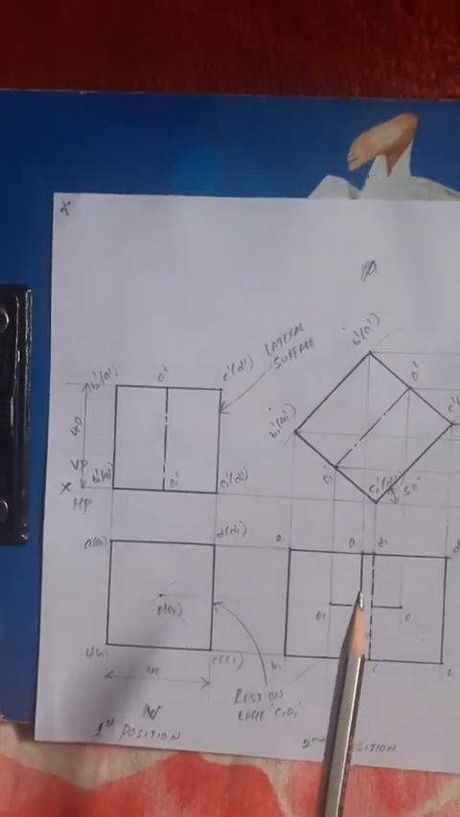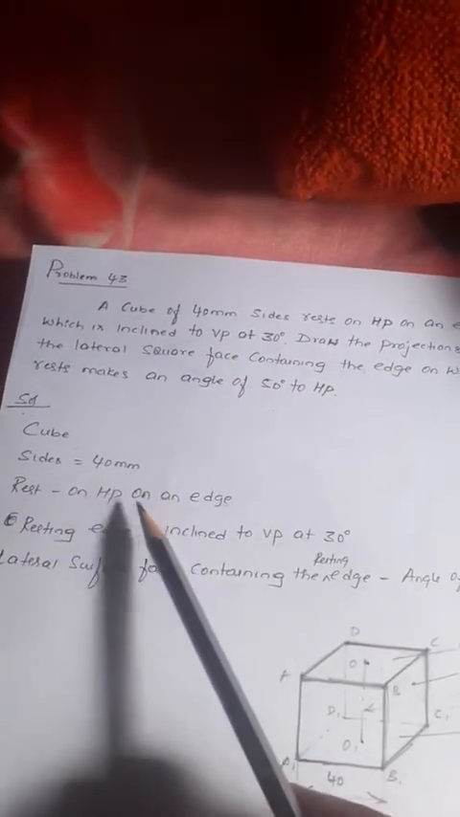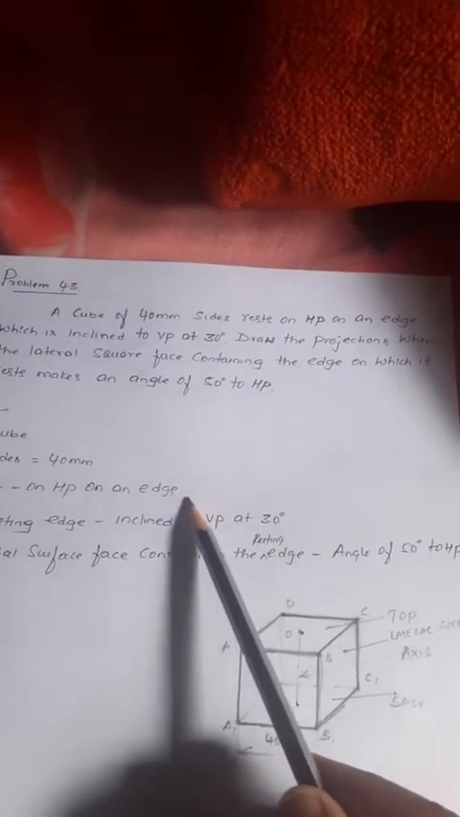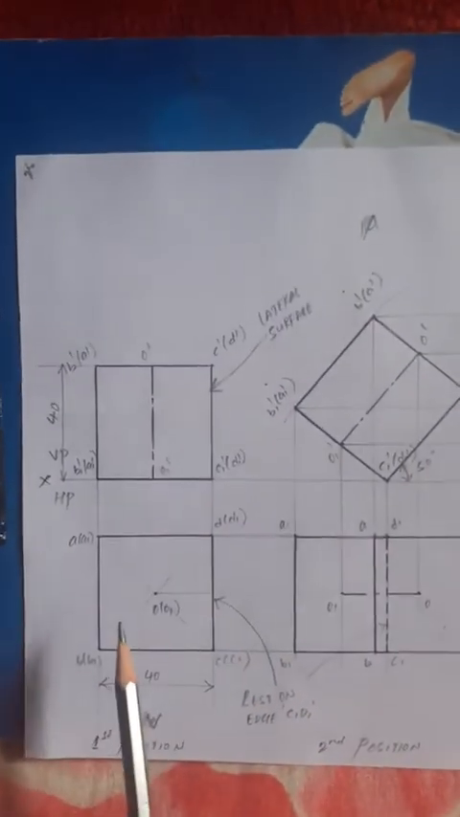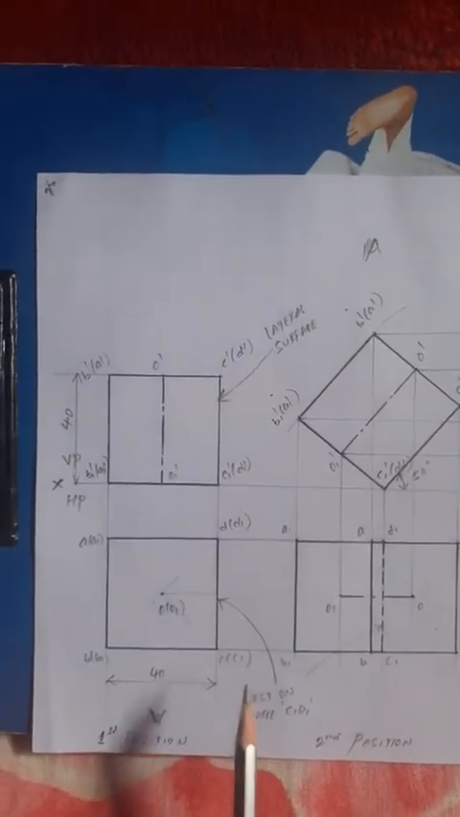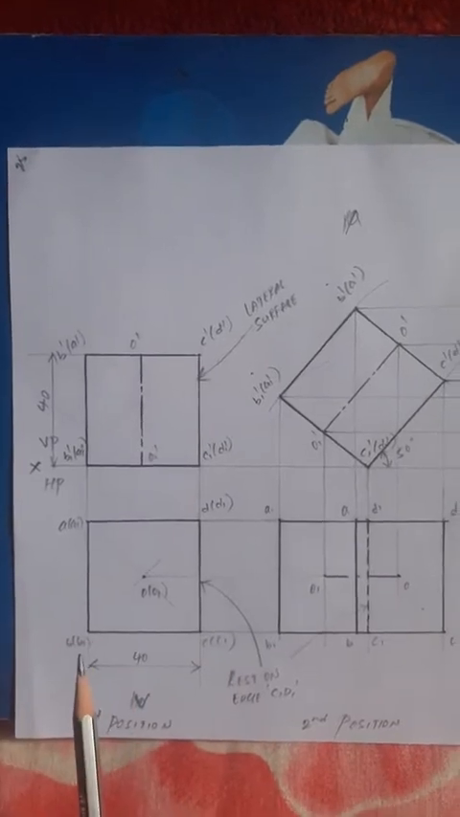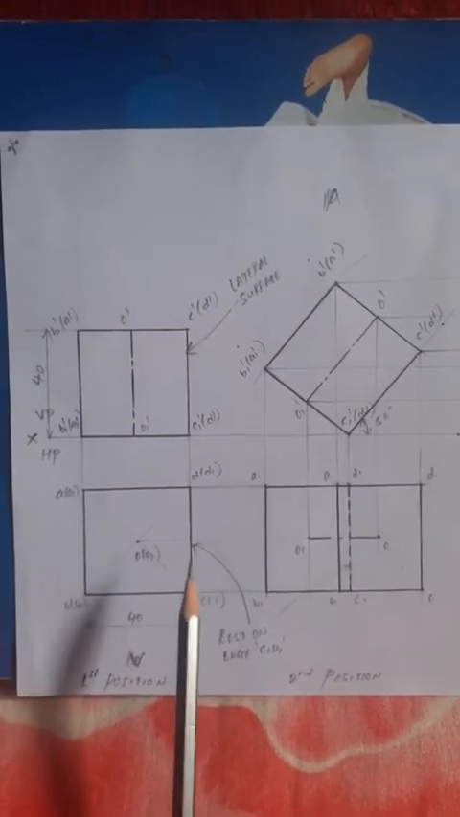Now draw a horizontal line, name it as XY line. Above XY is VP, below XY is HP. Now the condition given is a cube of side 40 rest on HP on an edge. Always take the resting edge on the right side, right? Now draw here a square, so surfaces, bottom and also top of the square, right?